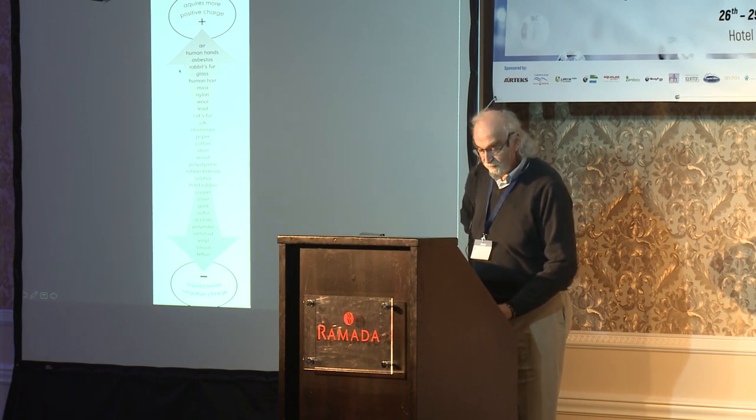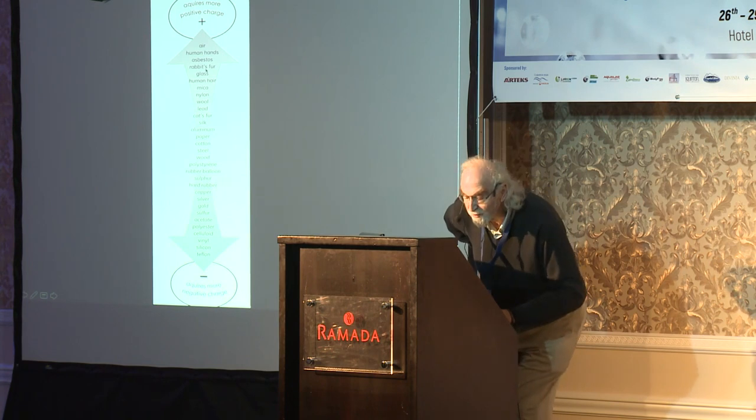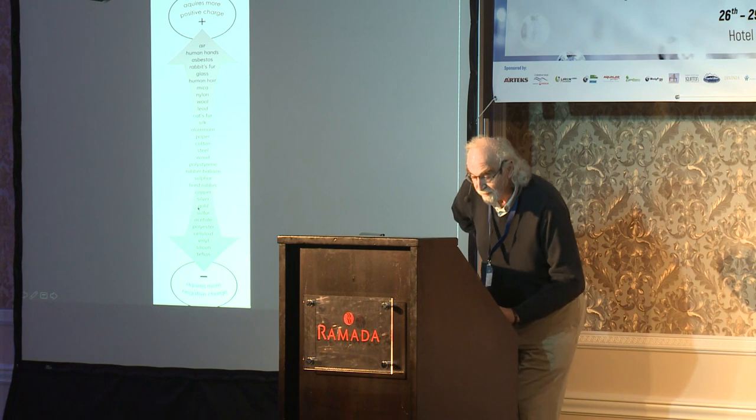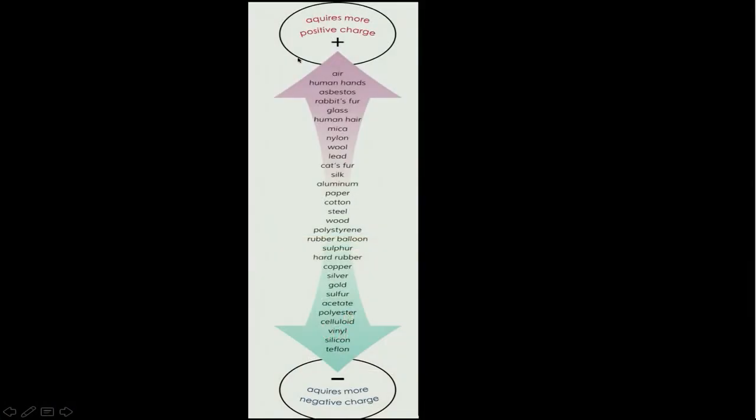So for example, if you rub rabbit's fur on gold, you'll find that the rabbit's fur becomes positive and the gold becomes negative, because gold is lower on here. One of the most interesting findings, I almost fell out of my seat when I saw it, is that the highest one of all is air. So what does that mean? Well, it means that if you blow air on anything, the air becomes positive and that thing becomes negative.